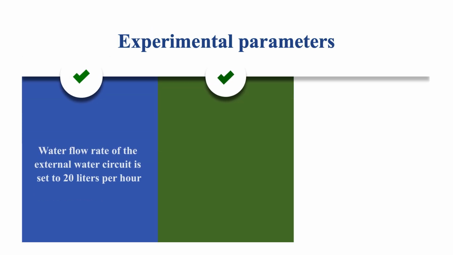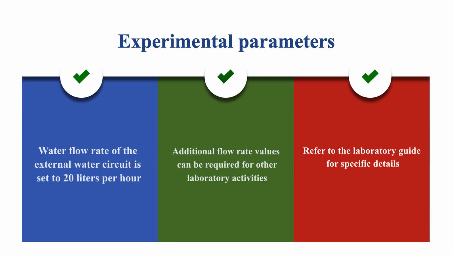In this video, we are going to describe an experiment where the water flow rate of the external water circuit is set to 20 liters per hour. Note that additional flow rate values can be required for other laboratory activities. Refer to the laboratory guide for specific details.